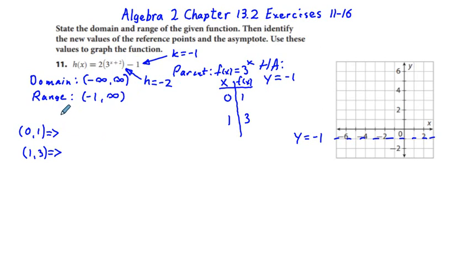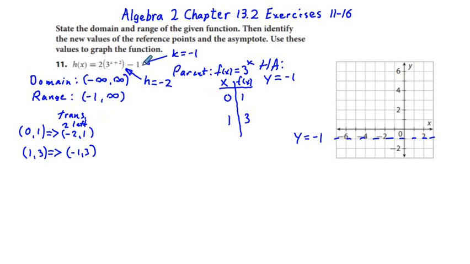So I'm going to put here translate 2 to the left. And what that's going to do is change this 0, 1 to -2, 1, and this 1, 3 becomes -1, 3. So we have shifted, or translated, these reference points 2 units to the left.